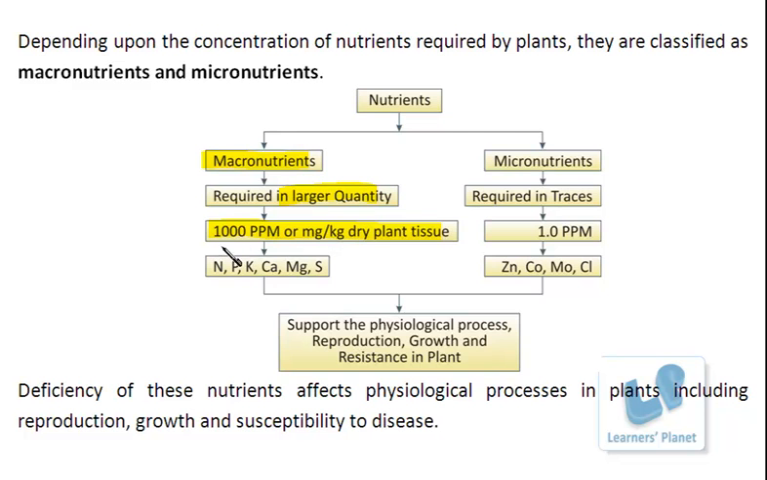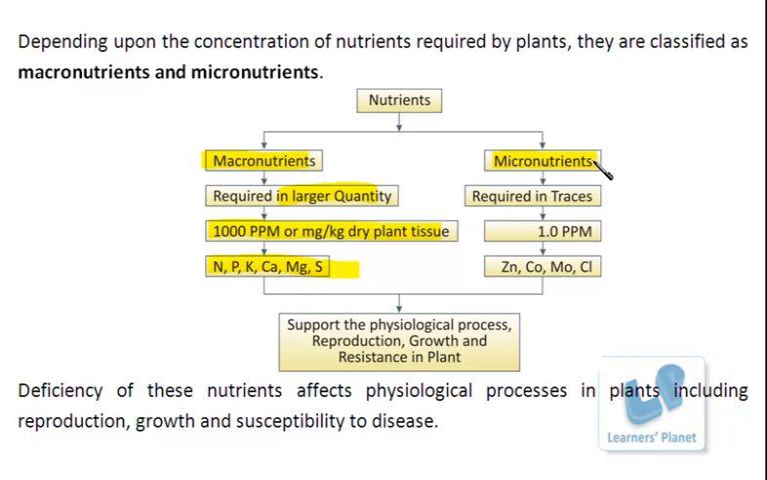That means this much concentration of a particular nutrient is required by the plants, and it is in relation to per kg of dry plant tissue. So this is how large quantity is defined here for macronutrients. And as I have already told you, the elements coming in this category are as shown here in the chart: nitrogen, phosphorus, potassium, calcium, magnesium and sulfur.